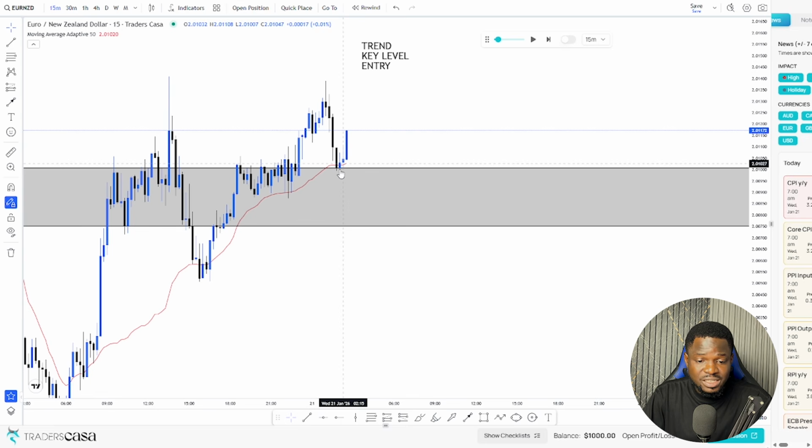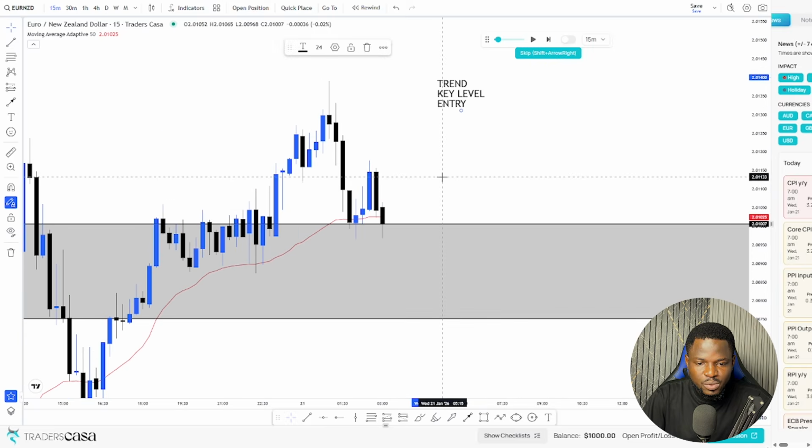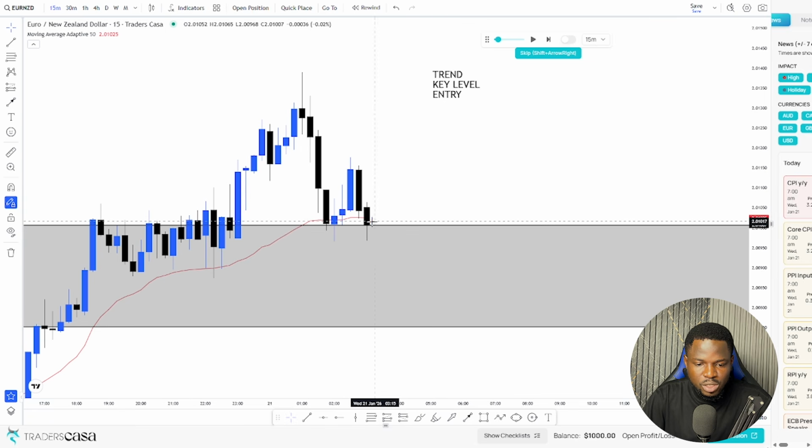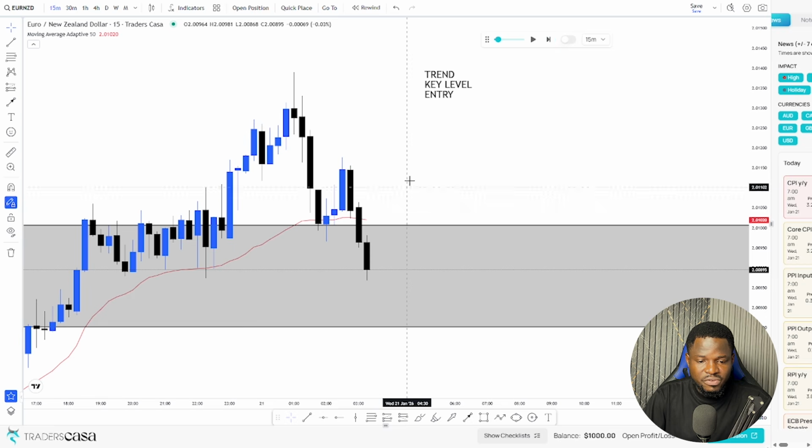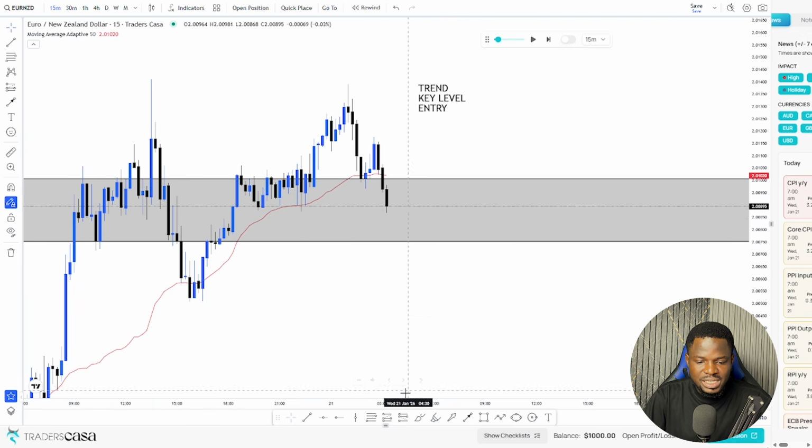We still have to exercise a lot of patience and wait for the first two 15-minute bearish candlesticks to close below the 50 EMA. Let's observe. Finally, we have the first bearish candlestick to close below the 50 EMA. Then we need one more 15-minute bearish candlestick before we execute this setup. Finally, we have the second bearish candlestick here.